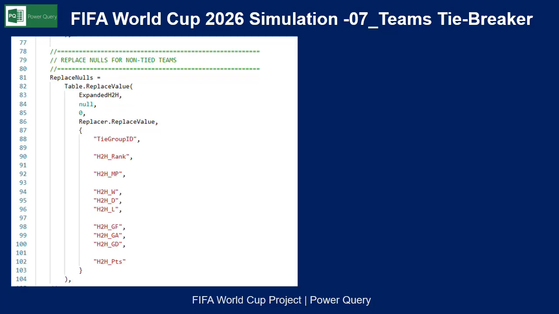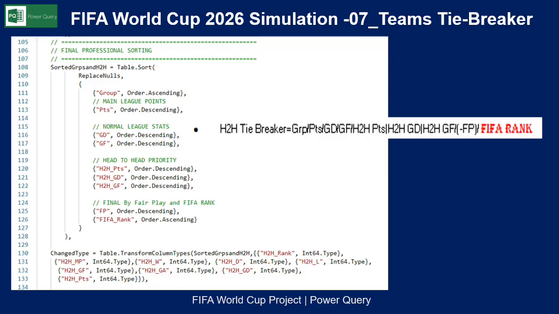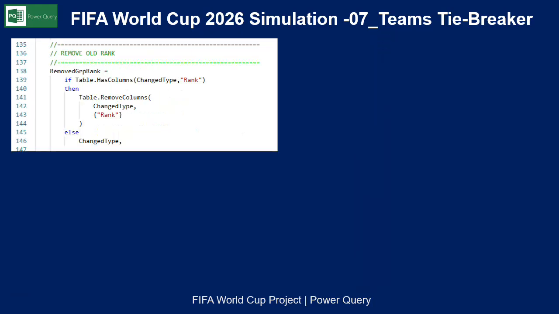Once all the information has been combined, we sort the teams according to FIFA's priority order. First come the overall group stage criteria: points, goal difference, goals scored. If teams remain tied, we immediately continue with the head-to-head criteria: head-to-head points, head-to-head goal difference, head-to-head goals scored. If the tie still survives, we continue with fair play. Finally, if absolutely everything else is identical, the FIFA ranking becomes the last deciding factor in our simulator. At this point, every team has a complete profile ready for the final ranking.